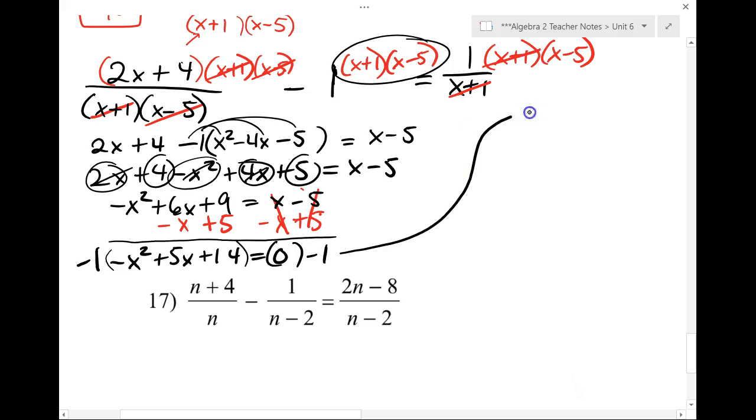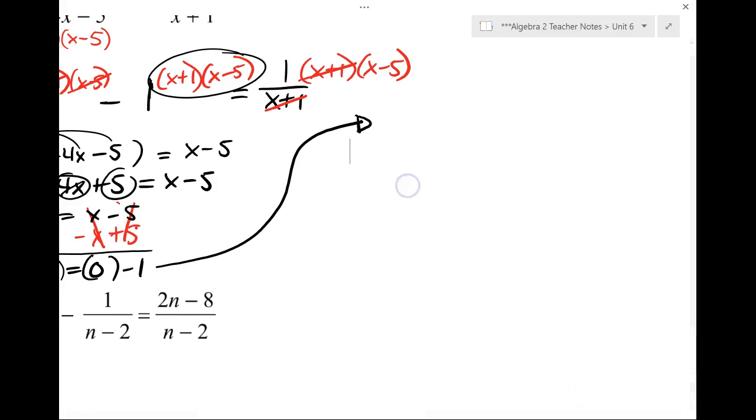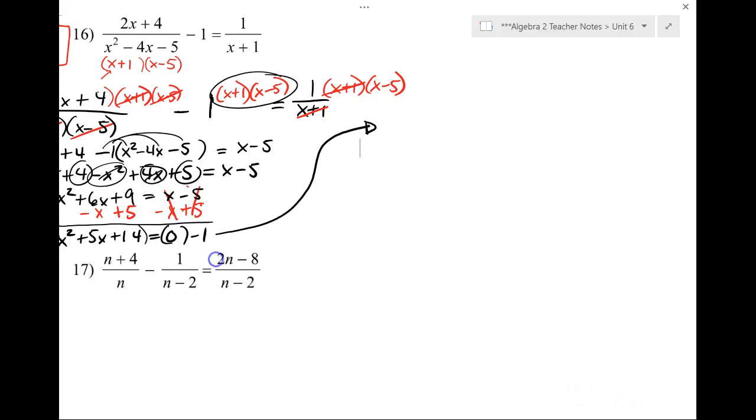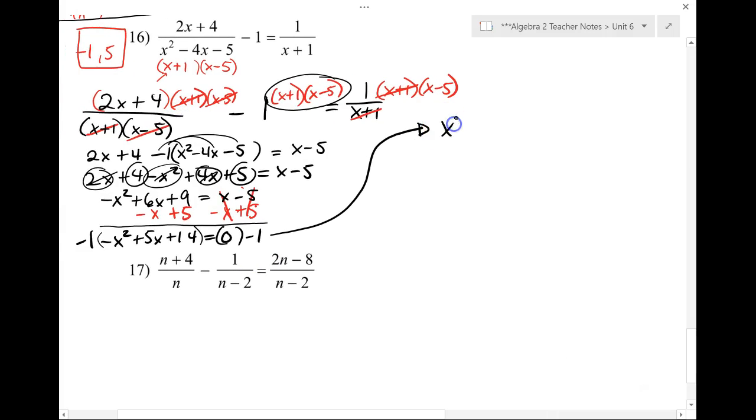So now let's rewrite that over here. So now we're going to have, let me zoom out a little bit so you can see it. So now we'll have positive x squared minus 5x minus 14 equals 0.